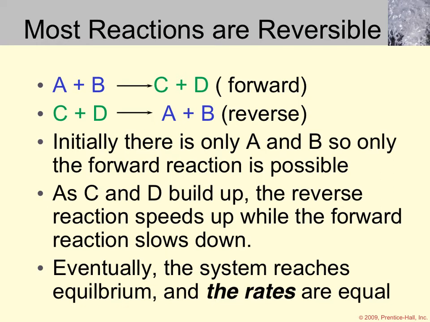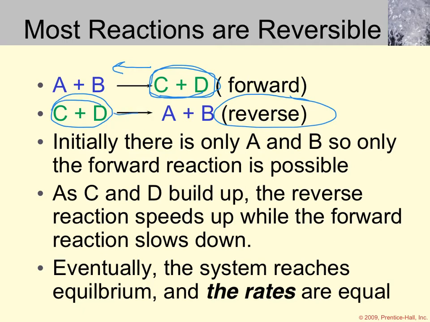The first requirement for equilibrium is that a reaction is reversible. And so notice that in this made-up reaction, C and D are the products. If we talk about the reverse reaction, what we mean is that the products of the initial reaction, that is C and D, are now reactants, and they are reforming the original reactants A and B. So that is the reverse reaction.